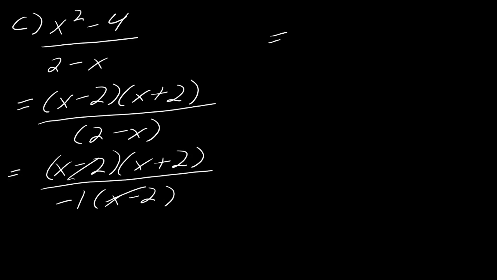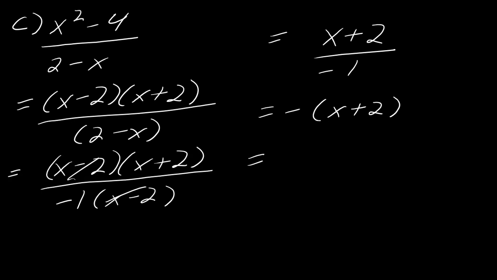So now I get that this is x plus 2 over -1. There's several ways you could write this. So you could leave it like this, you could write it like this, or you could write it like this. So they're all equivalent. It just depends on what the homework or the teacher or whoever is looking for.